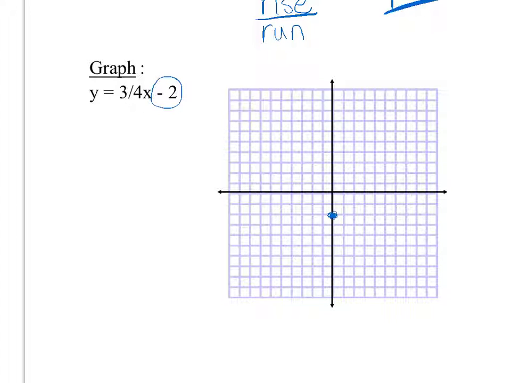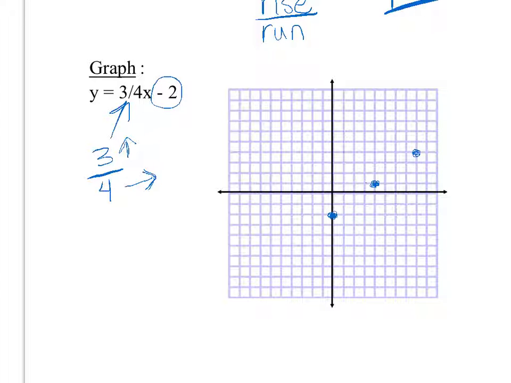Again, you always have to have a spot to start from. Then I look at my slope. My slope says 3/4. That means I go up 3, since 3 is positive, and I go to the right 4, since 4 is positive. If 3 was negative, I'd go down. If 4 was negative, I'd go to the left. So here I go. From my starting point, I count up 3, 1, 2, 3, and over 4, 1, 2, 3, 4. And I put my point there. And I can keep doing that. I can keep going up 3 and over 4.